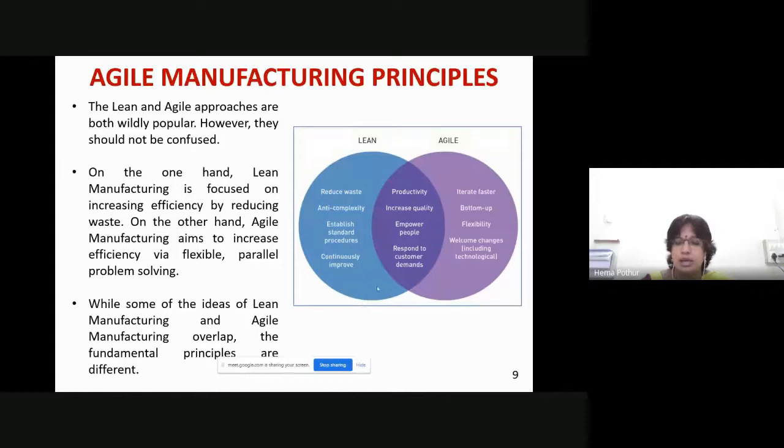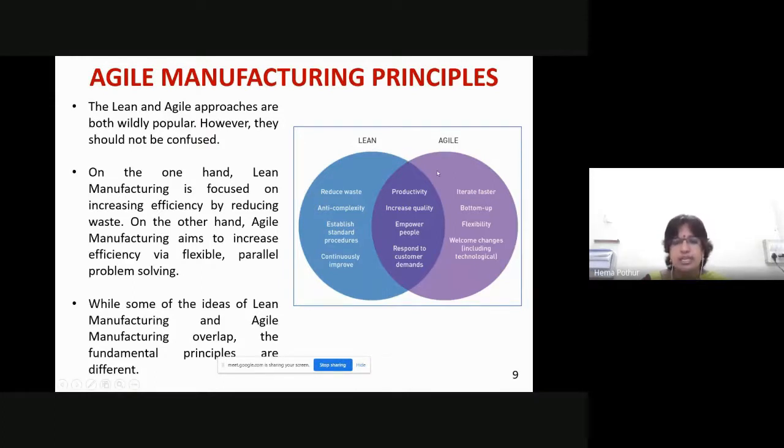And here agile is iterate faster, meaning continuously changing, and bottom up. What exactly this bottom up flexibility is, I'll let you know in the next slide, where there is a commonality between both agile and lean.